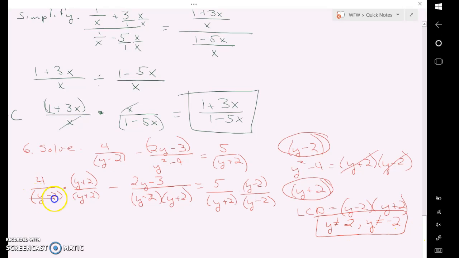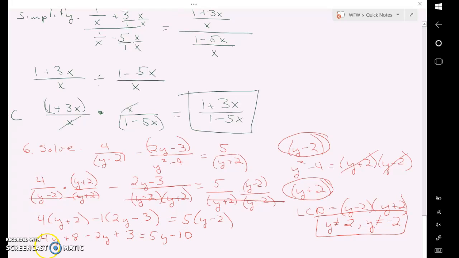Okay, and what we find is that with all the common denominators, and we know y cannot be 2 or negative 2, we can just cancel them out, and we're left with 4 times y plus 2 minus, and then this negative sign needs to distribute, so for now I'm going to put it in parentheses, equals 5 times y minus 2. So let's distribute. Now this is like having a minus 1 there, and it has to distribute to both of those. So it changes the value of the 3 to a positive.